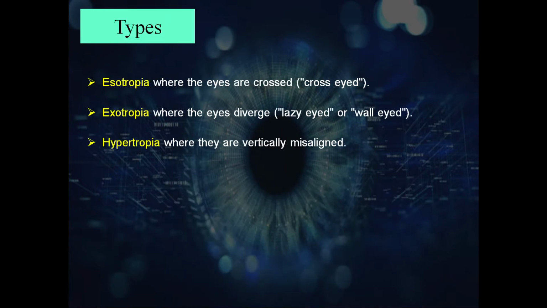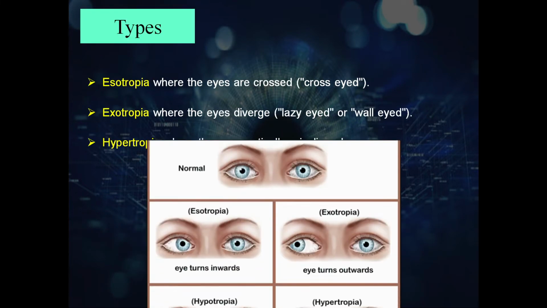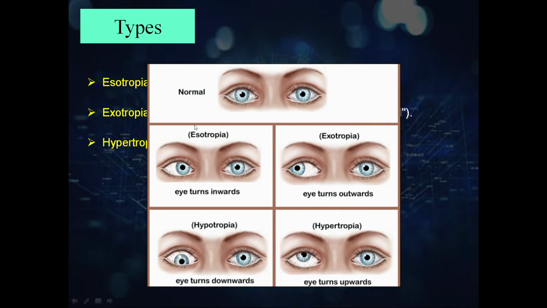Types: esotropia, exotropia, hypertropia. A normal eye will look like this. Esotropia will look inward towards the nose. Exotropia will look outward away from the nose, and hypertropia will look upward or downward. There are two types of hypertropia.